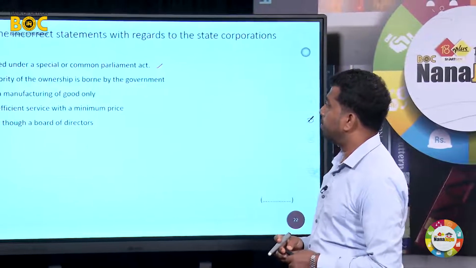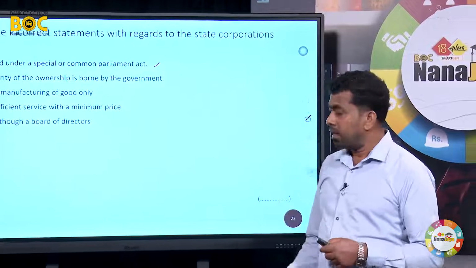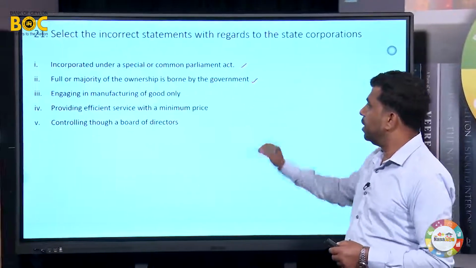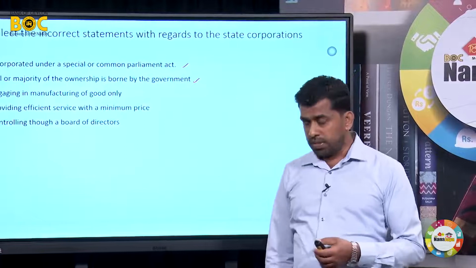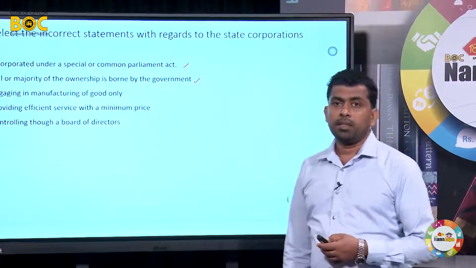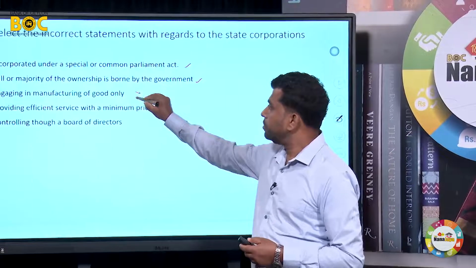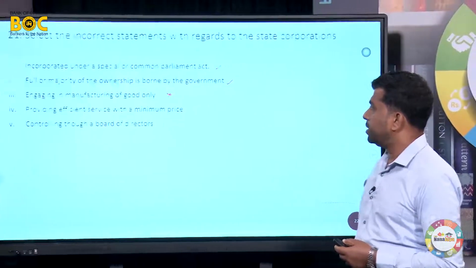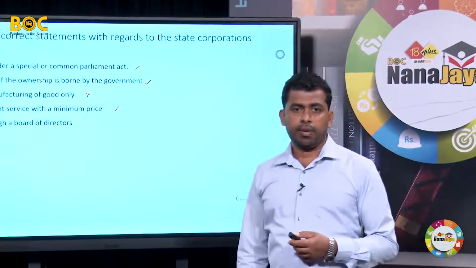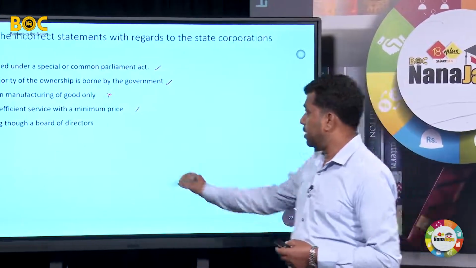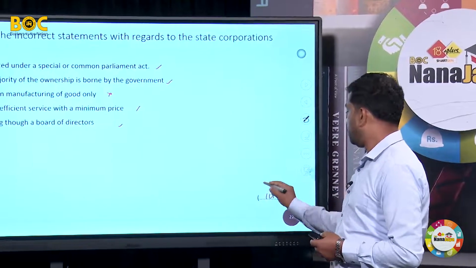Full or majority of the ownership is borne by the government. More than 51% of the capital is given by the government. Engage in manufacturing of goods only? There are some corporations which provide services, as an example, the Ceylon Broadcasting Corporation. So this is wrong. Provide efficient service at a minimum price is correct. Controlling through a board of directors: the management consists of the board of directors. So the correct option for question number 21 is the third one.